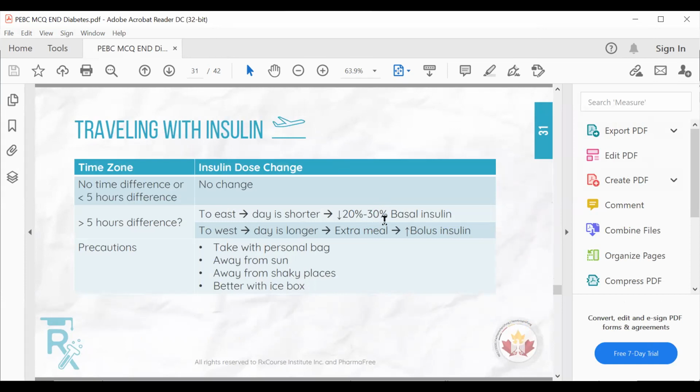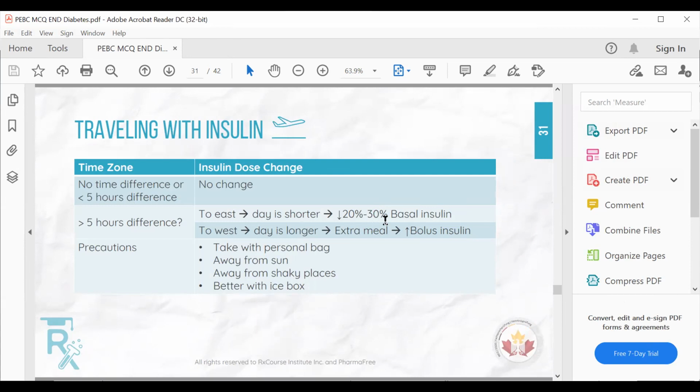If someone is moving from Ottawa to, for example, Fredericton in New Brunswick, the trip is like 3 hours. Nothing needs to be changed, as it's less than 5 hours. The time difference is only 1 hour between Ottawa and Fredericton.